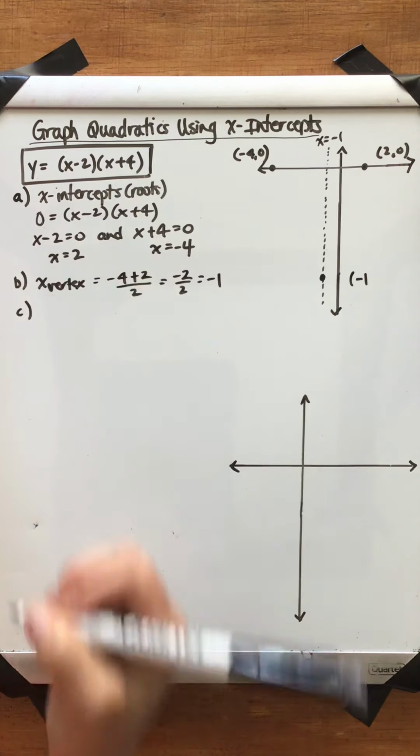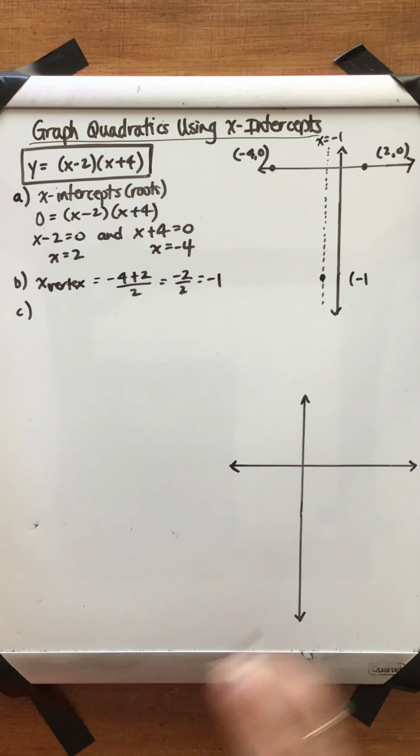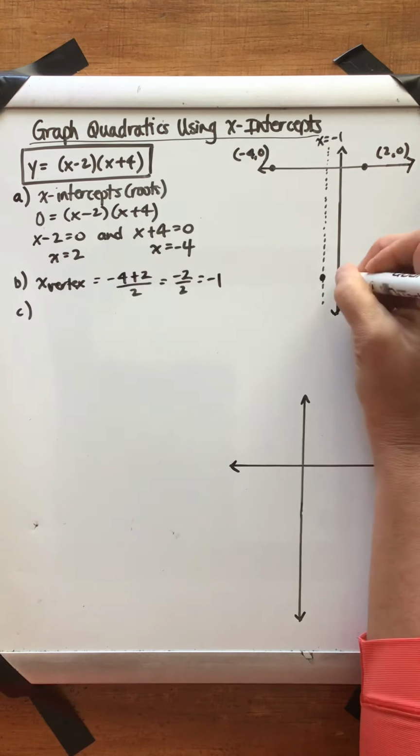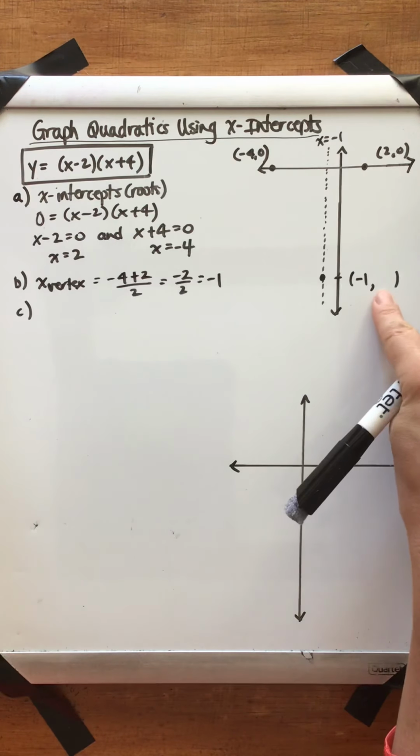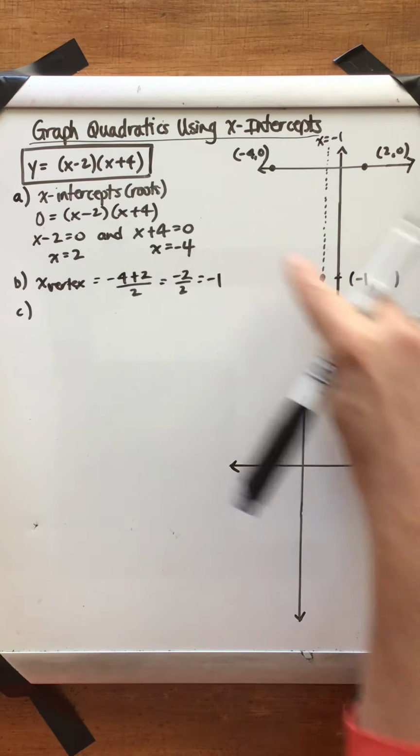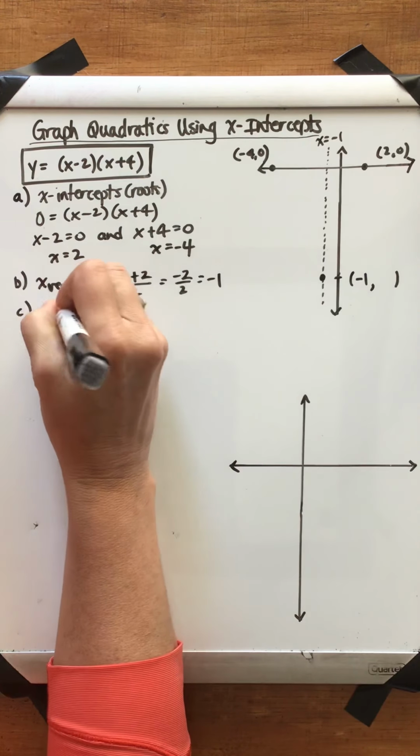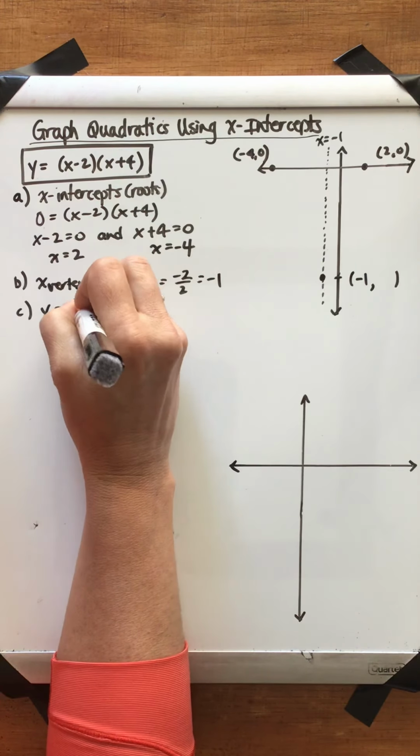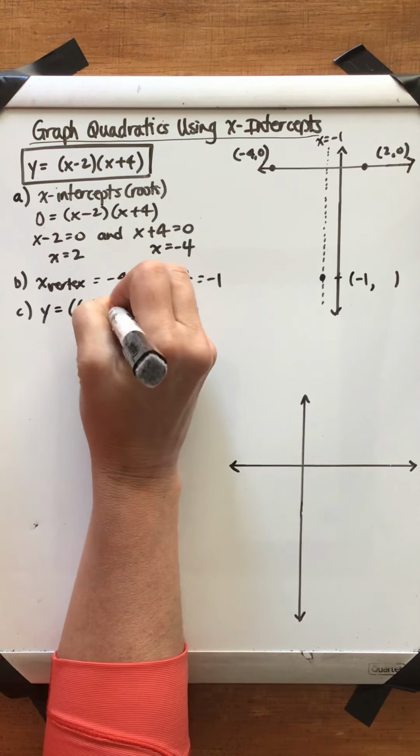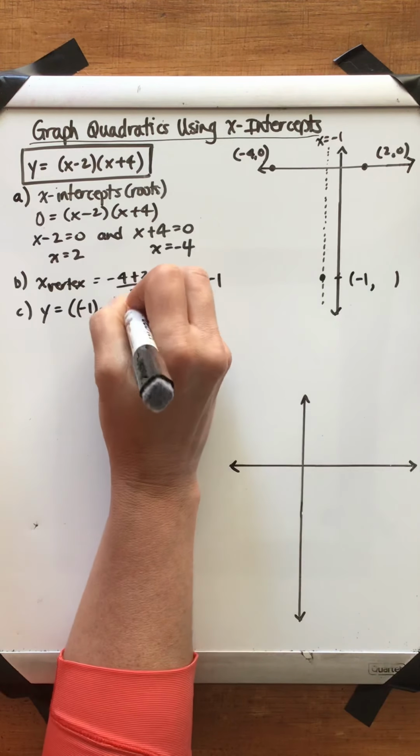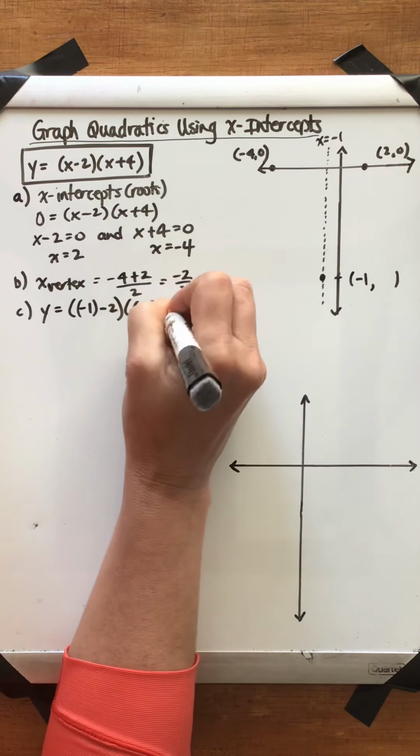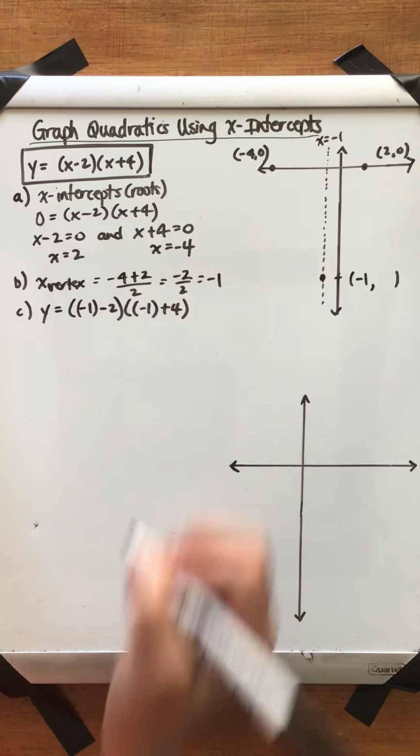Next, we're asked to find the y-coordinate of the vertex. So if we want to know how far down this y value is, let's plug in negative 1 into the equation and see what we get for a y value. So y is equal to, we'll put a negative 1 where there was an x. We'll use brackets so that we always maintain order of operations and don't leave out a negative sign somewhere.